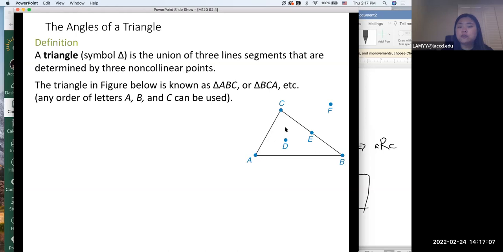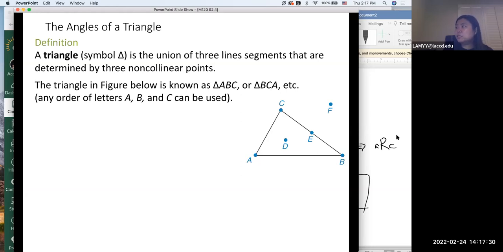So the triangle in the figure below, you could call this triangle ABC or BCA or CAB. It doesn't really matter because this is a triangle. You could start at any point here. Unlike a rectangle, where we have 4 points, we have to call it in order, clockwise or counterclockwise.